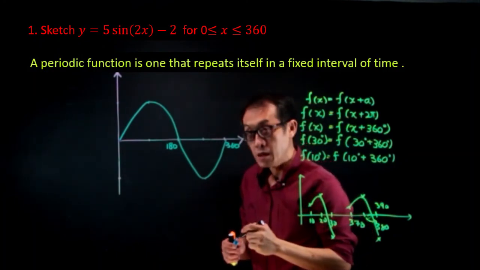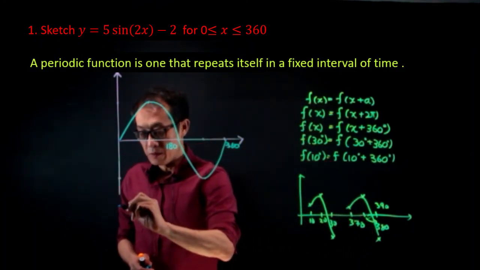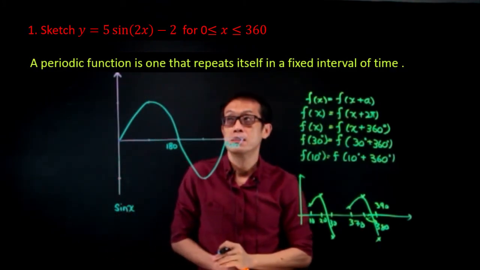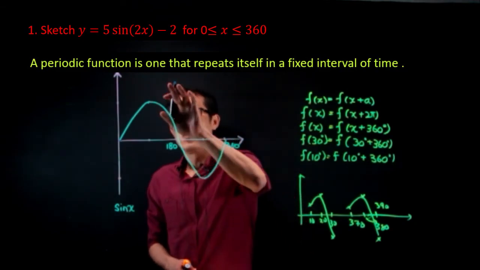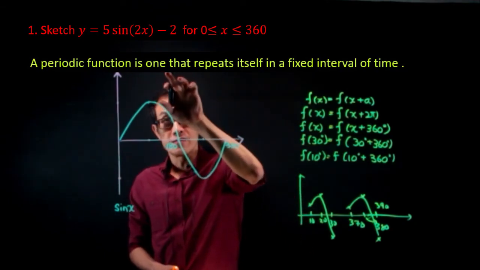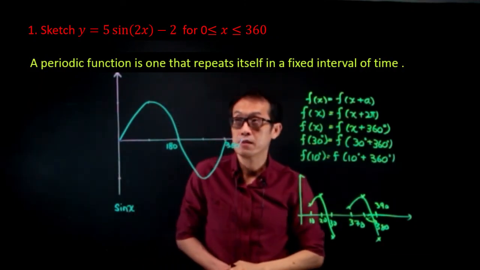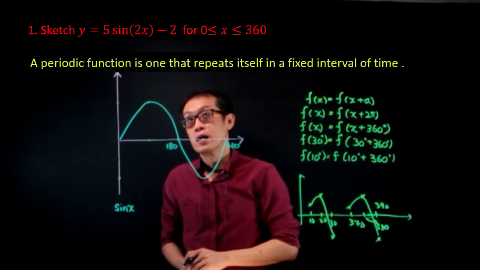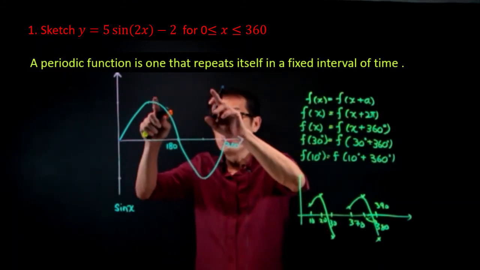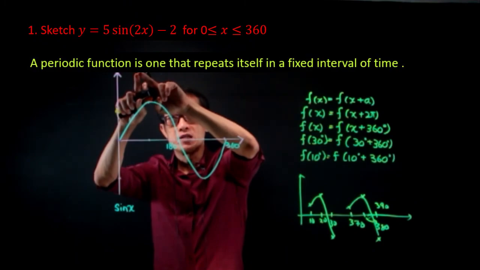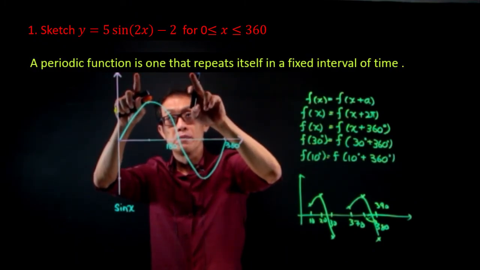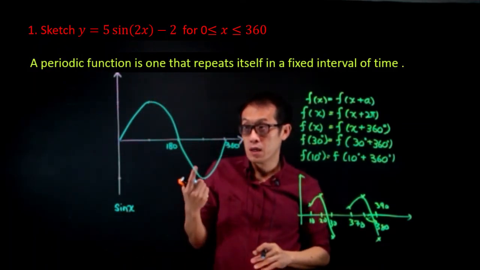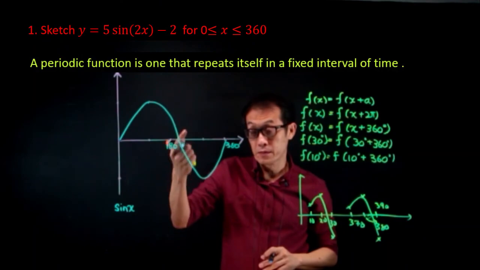First, we transform the graph y equals sine x. We can do the transformation in x first or y first, it doesn't matter. But within y, we must do the 5 first before we do the 2. But we can choose to do the x first or the y first. Now, let us do the y first.